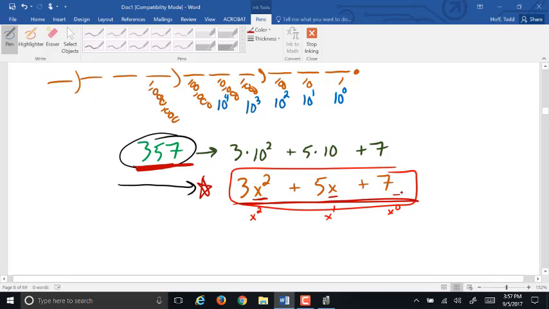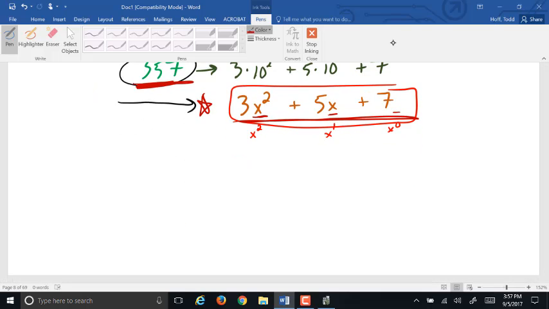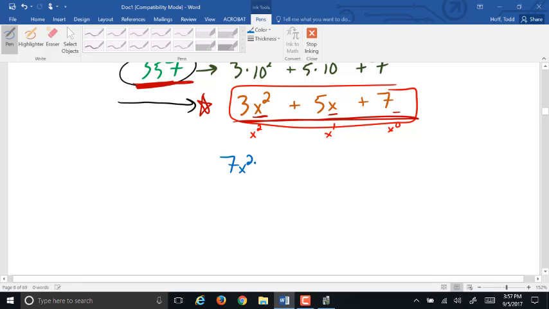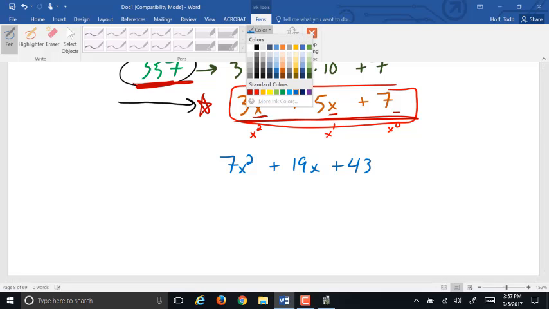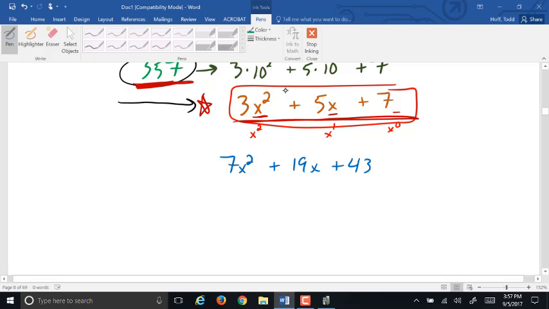The reason for that comes to our second difference between them. In our whole numbers, we can only have one digit in each place value. In algebraic numbers, we can have 7x squared plus 19x plus 43. We can have multiple digits in each place value. It doesn't matter.